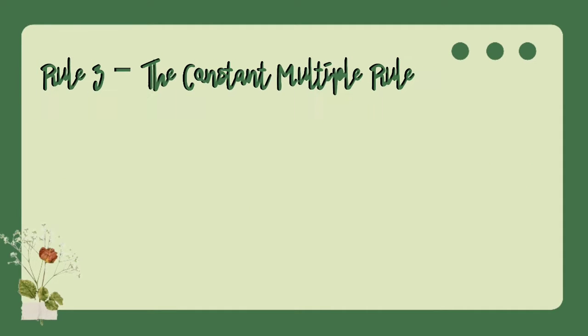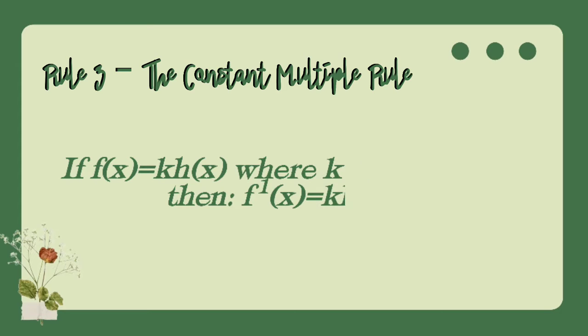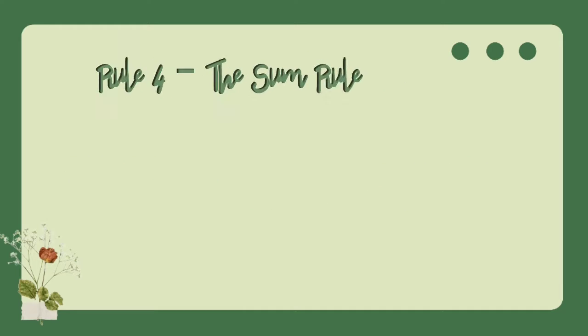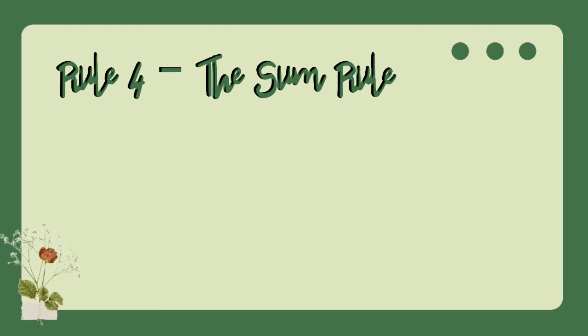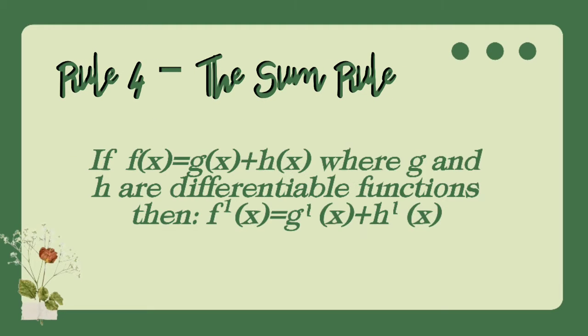Rule number 3, the constant multiple rule. If f of x equals k times h of x, where k is a constant, then the derivative of f of x is equal to k times the derivative of h of x. Rule 4, the sum rule. If f of x equals g of x plus h of x, where g and h are differentiable functions, then the derivative of f of x equals the derivative of g of x plus the derivative of h of x.